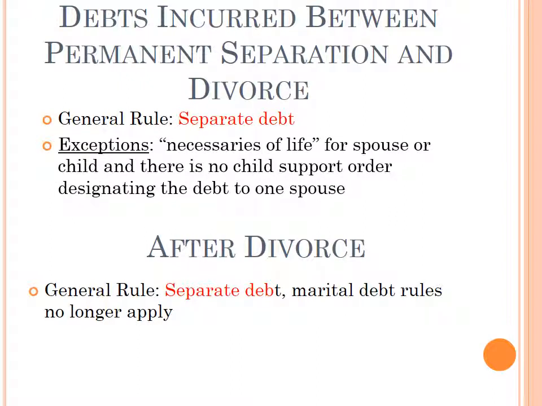I have an exception here for necessities of life, or necessaries of life, and this is similar to what we saw on the previous slide, for the spouse or the child, but there must be no child support order designating the debt to one particular spouse.